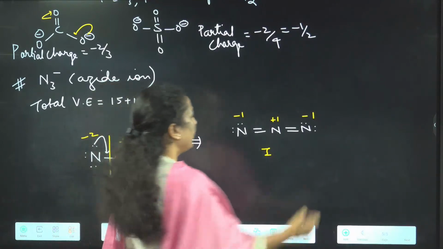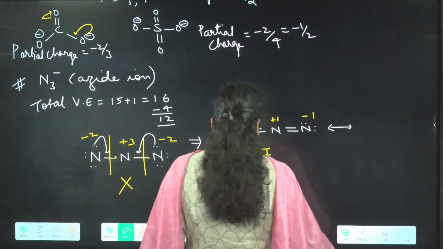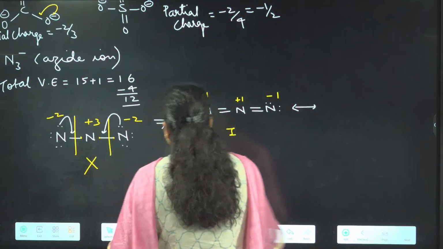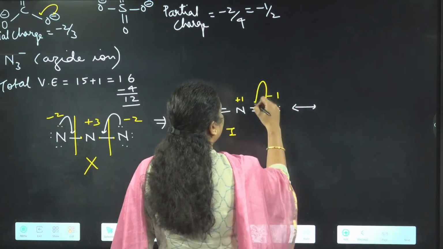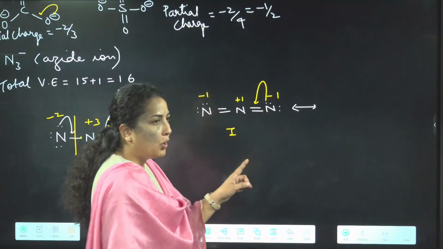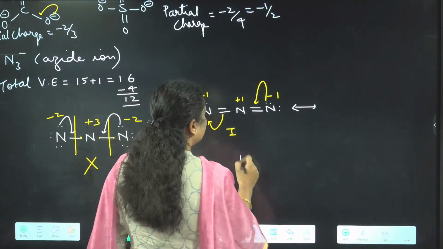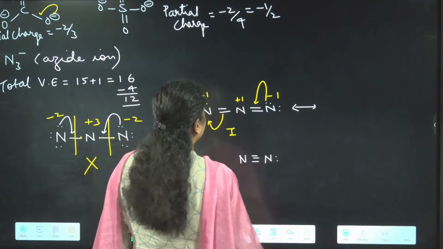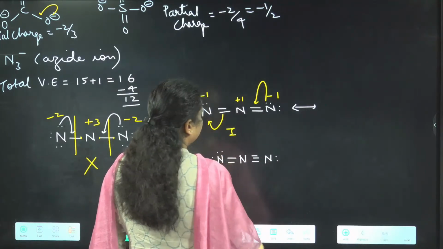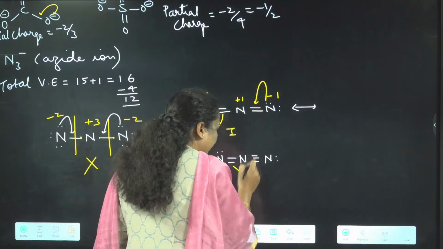Right? Now, if I draw another resonating structure, another possibility of it, can I draw it like this? A lone pair of electrons going to make a pi bond, but I have to move one of the pi bonds into a lone pair of electrons, because if I don't move it and keep it like this, are you able to see you have violated the octet of this nitrogen?